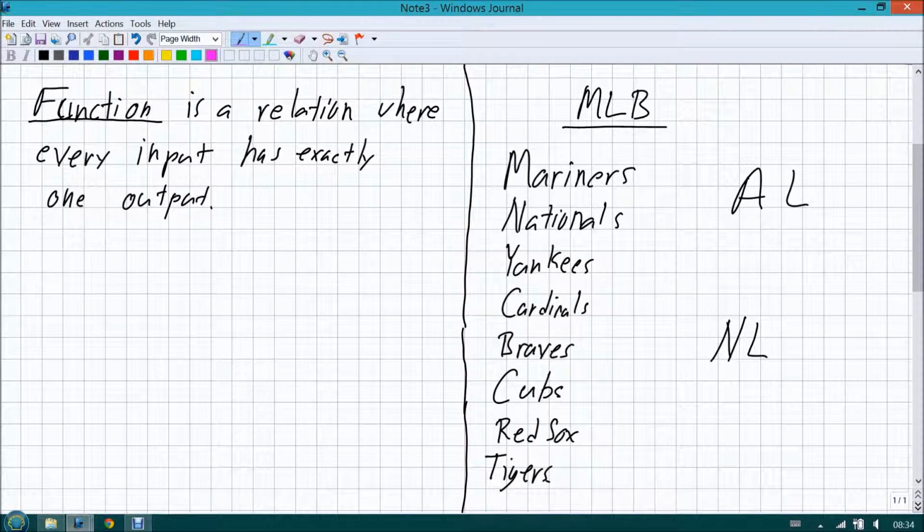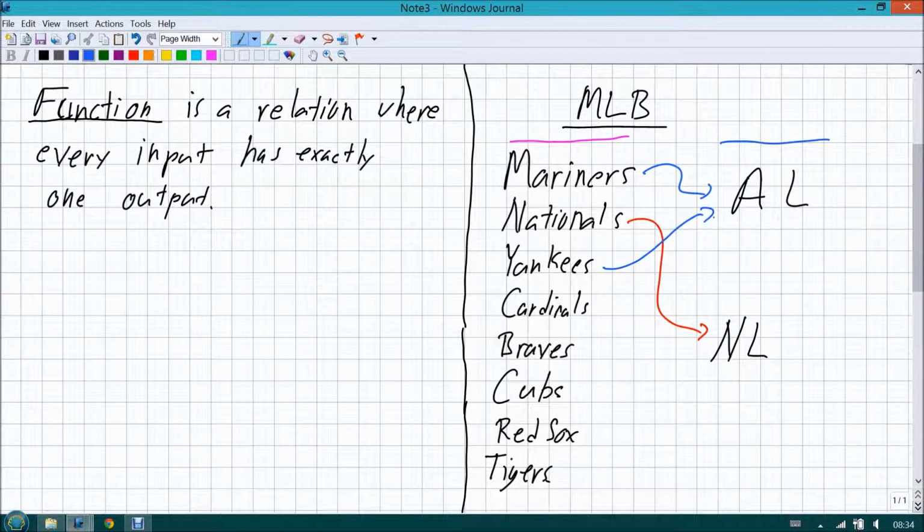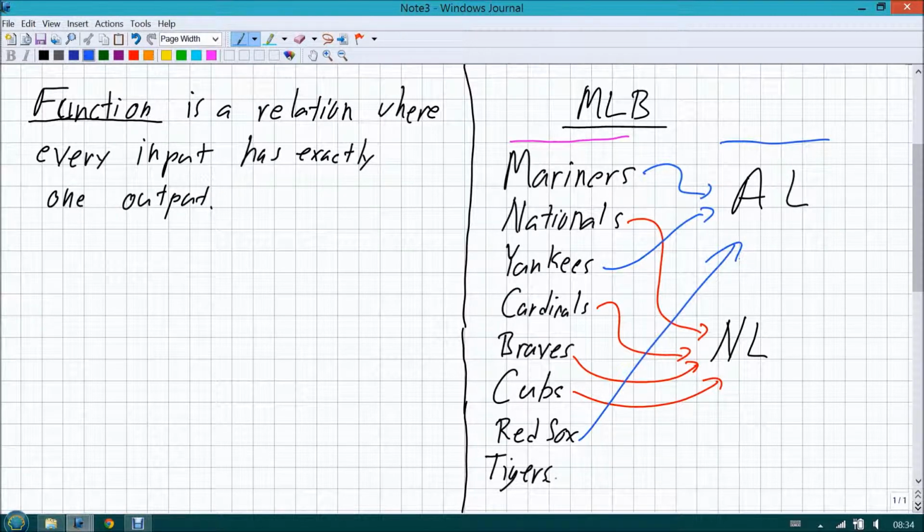And what we are going to do is we are going to associate our input or our domain, which is the teams, with an output, which would be a range, which would be either the American League or the National League. Now the Mariners, they happen to be part of the American League. The Washington Nationals happen to be part of the National League. The Yankees are also in the American League, while the Cardinals are in the National League. Now on top of that, the Braves are in the National League and the Cubs are in the National League, while the Red Sox are part of the American League and the Tigers as well.